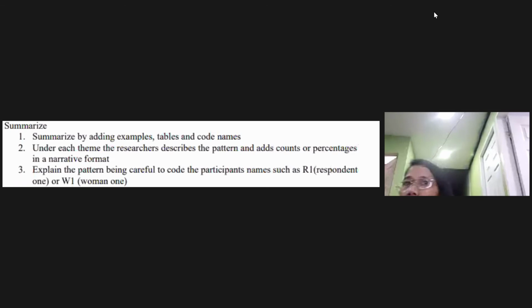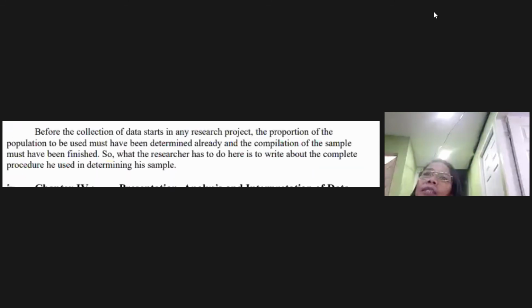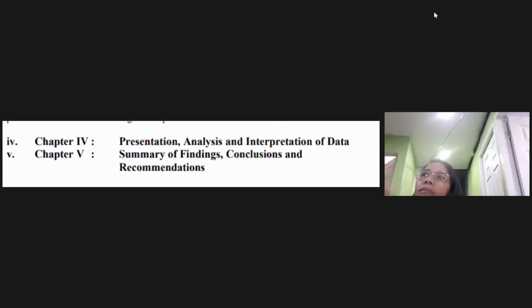So explain the pattern, being careful to code the participant names such as R1, respondent 1 or W1. Kung experiment mo, meron ka nalagay na experiment 1, E1, experiment 2, E2. So, mga ganyan lang naman yan. Tapos, i-describe mo lang yung terminologies mo doon sa definition of terms. Okay? So, ilalagay mo yan doon. And then, kapag pumunta ka ng chapter 5, ang chapter 5 kasi ay summary of findings, conclusions, and recommendations.